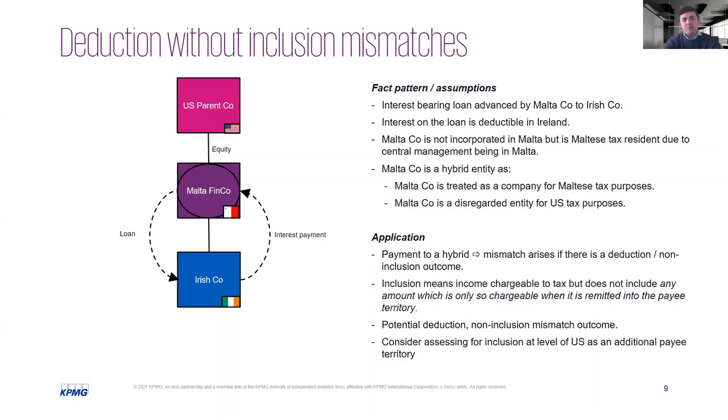But it's also potentially possible to test for inclusion at the level of the US parent company. The Maltese company here is disregarded, and so we can look up to the US parent company as an additional payee territory, and we can see if the income is included there. So in this case, the Irish company is paying interest to a Maltese company that's disregarded, so it's effectively treated as having been paid up to the US parent company. And so if that interest income is subject to tax in the US, then a deduction non-inclusion mismatch outcome could be avoided here.